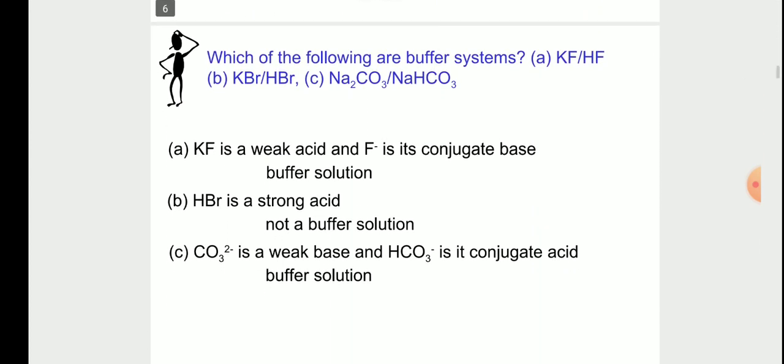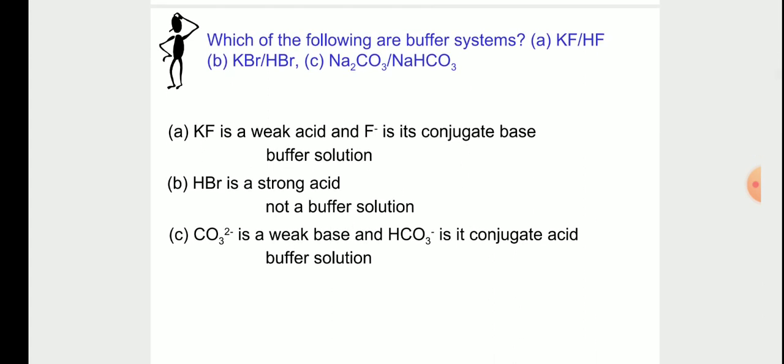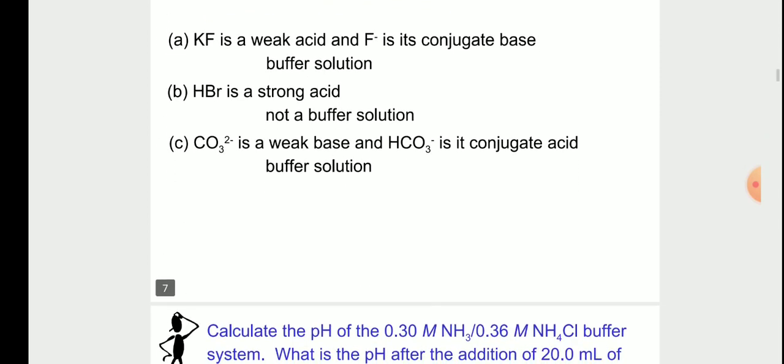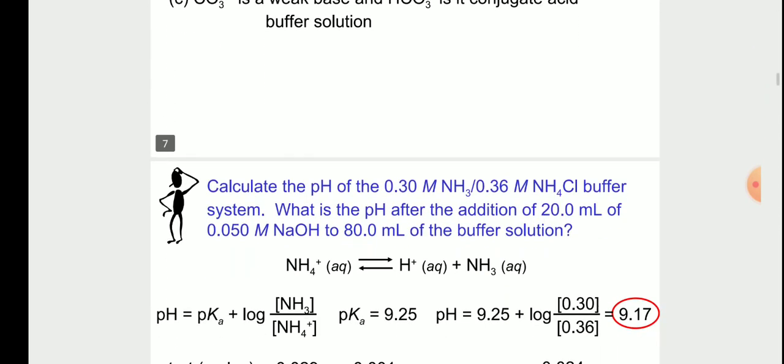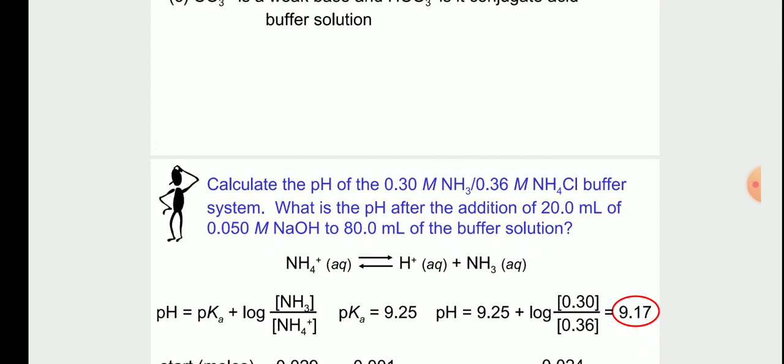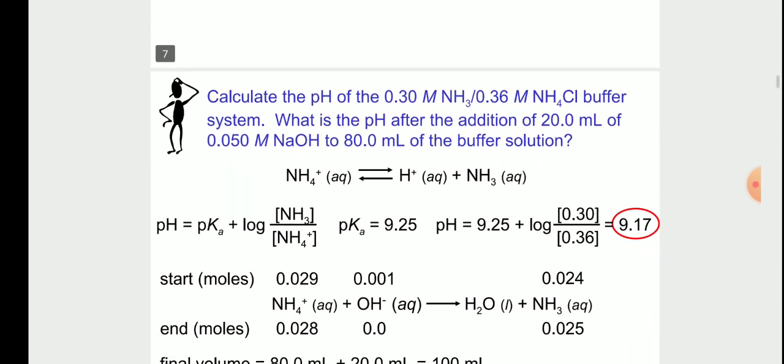These are the following buffer systems: KF and HF, KBr and HBr. KBr is a salt, HBr is an acid. This type of thing happens, and there are lots of examples. Please go through the book and other sources, so you can get lots of examples of buffer solutions.